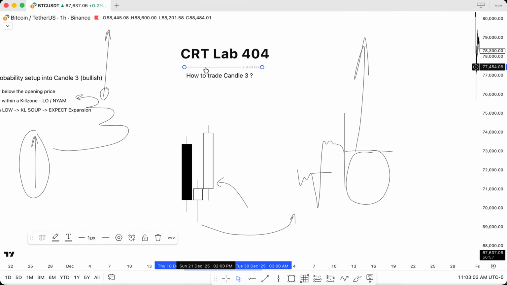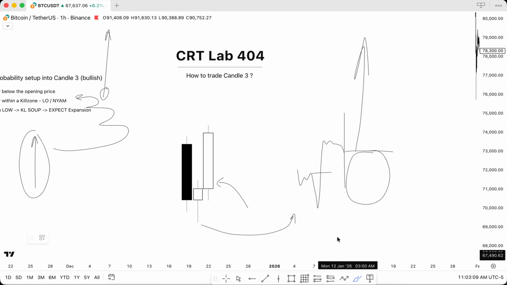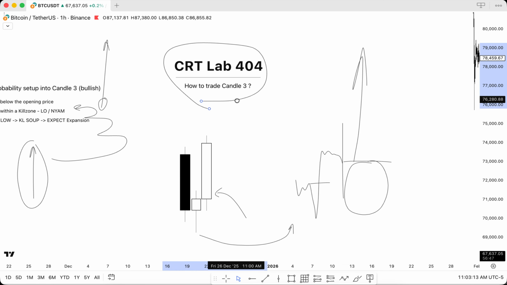This is how you actually should look at it. Of course, it's not everything, but it's most of it, and you can make it happen. So let's go.